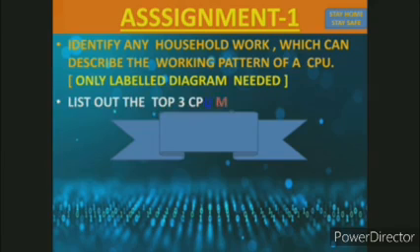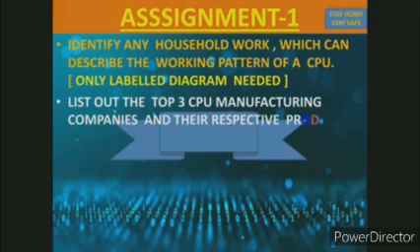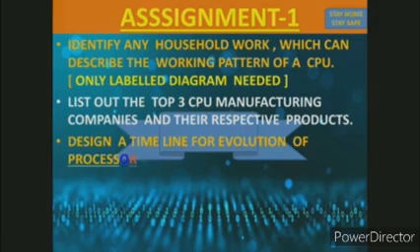In the second case, you are going to find the 3 most important or prominent CPU chip manufacturing firms, and identify their products. If there are firms, what are the chips they are manufacturing? And in the third case, you have to design a timeline for the evolution of processors. That means, starting from the very beginning till date 2020, what chips have been invented and when?